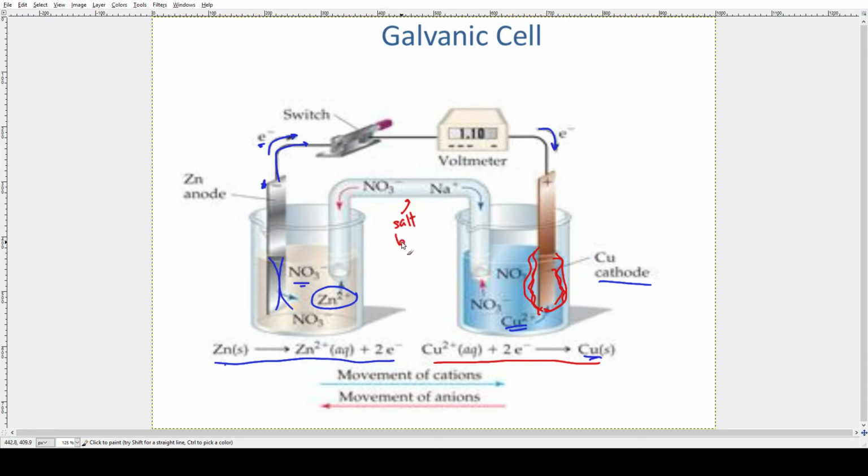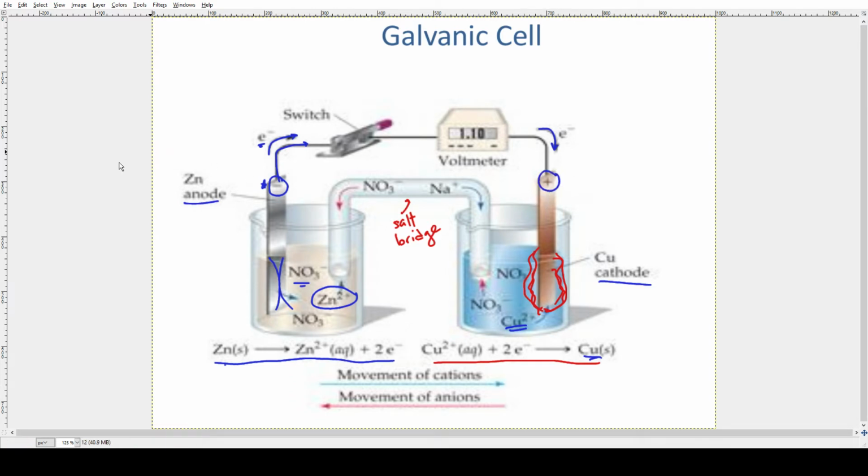We have a salt bridge. What else can we label? We'd also want to be able to label which side is the positive side, which side is the negative side. The anode is the negative side. Anode is kind of like anion, so that might help you remember. The cathode is the positive side.